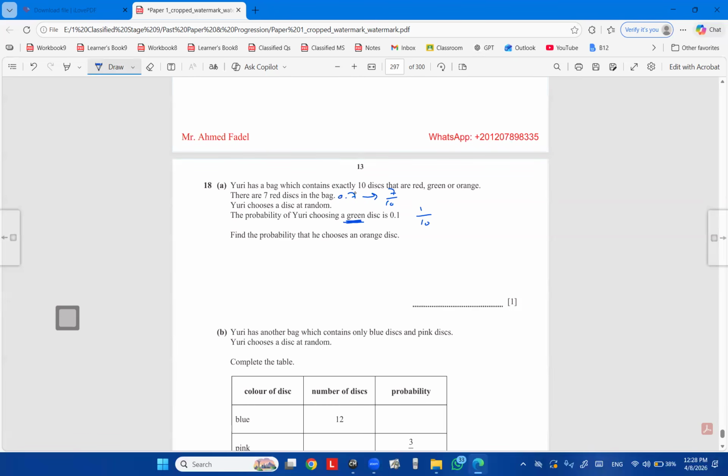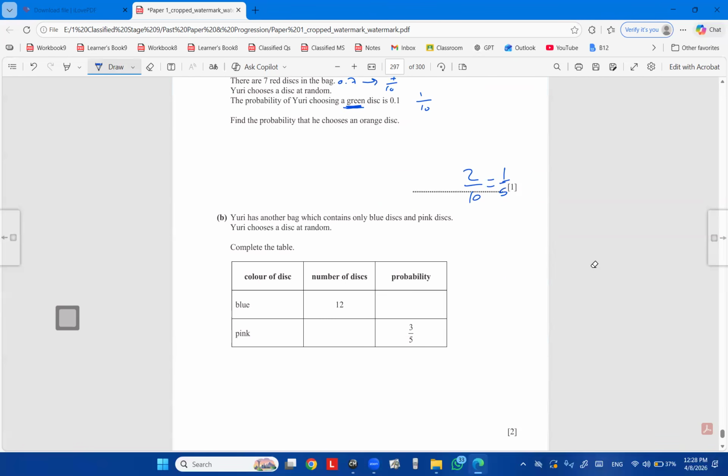So here we know the probability of red is 7 over 10. We know the probability of green, which is 1 over 10. We need now to know the probability of the orange. Well, it's the rest. 7 over 10 and 1 over 10 is 8 over 10 together. So it is 2 over 10. Or you can just write 1 over 5 in the simplest form.